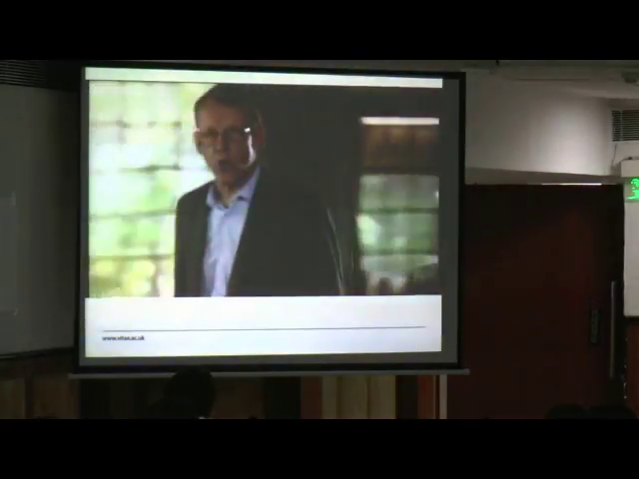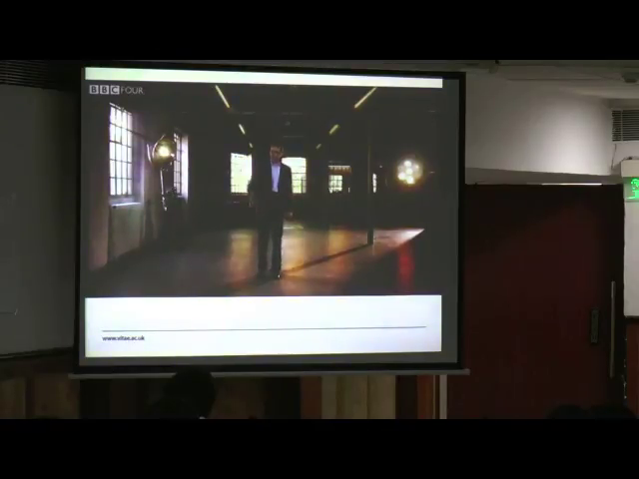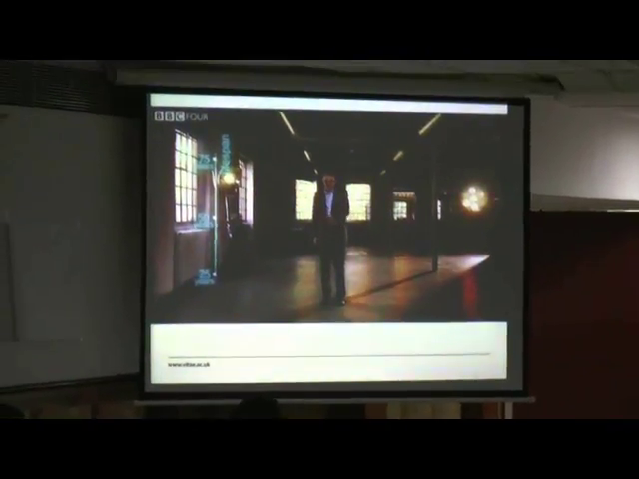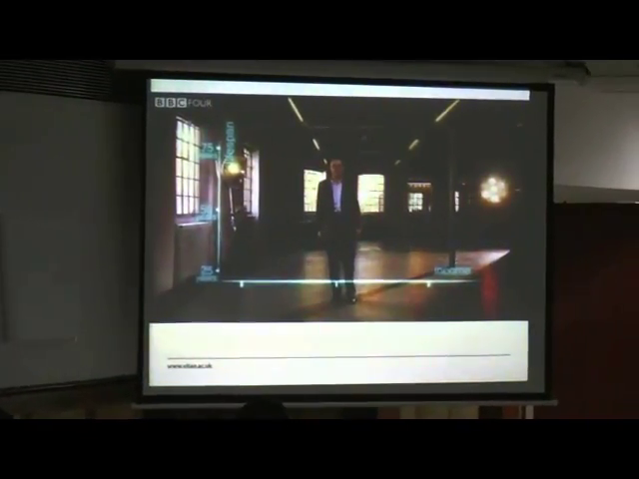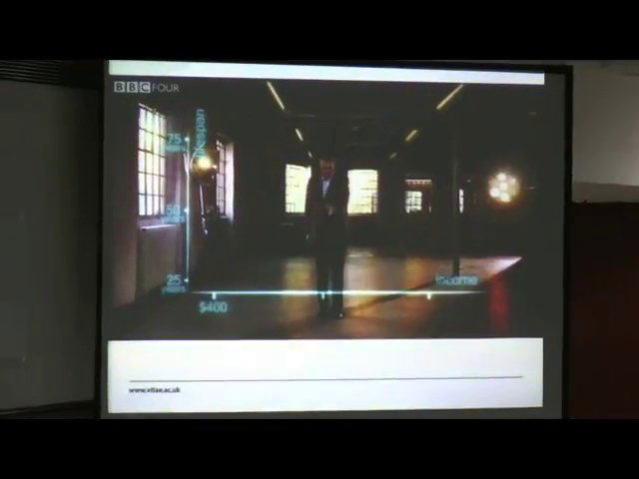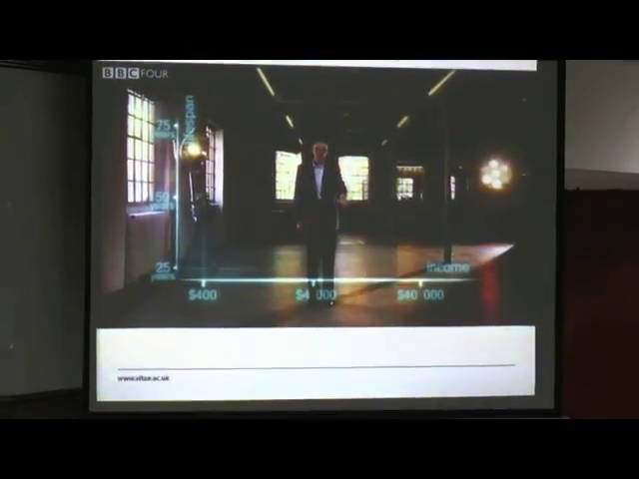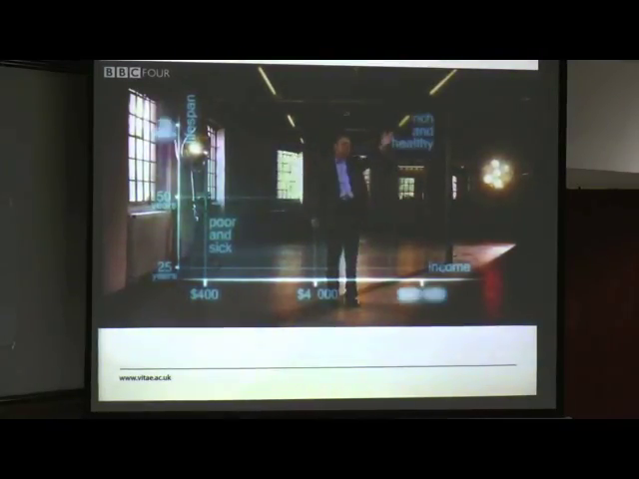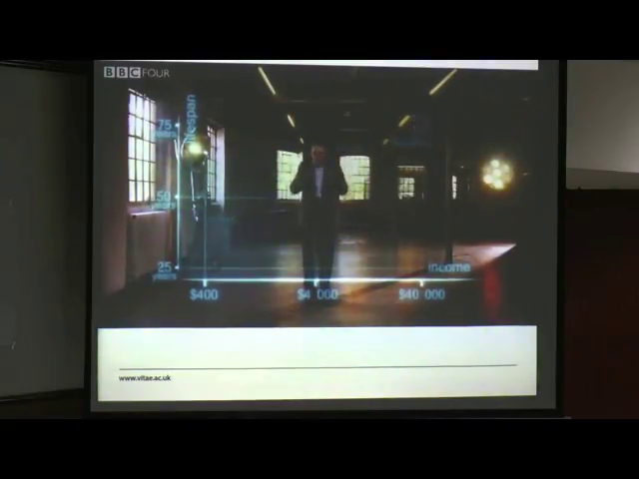So, here we go. First, an axis for health. Life expectancy, from 25 years to 75 years. And down here, an axis for wealth. Income per person, $400, $4,000, and $40,000. So down here is poor and sick, and up here is rich and healthy. Now I'm going to show you the world 200 years ago, in 1810.